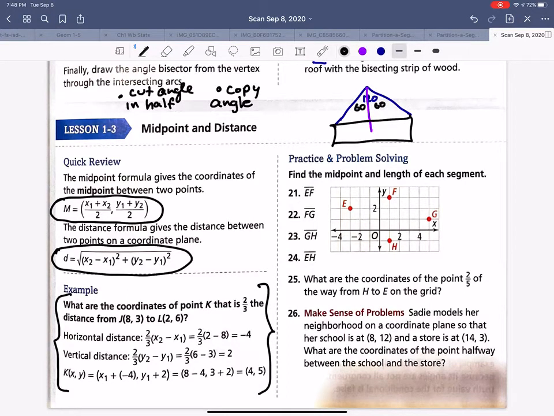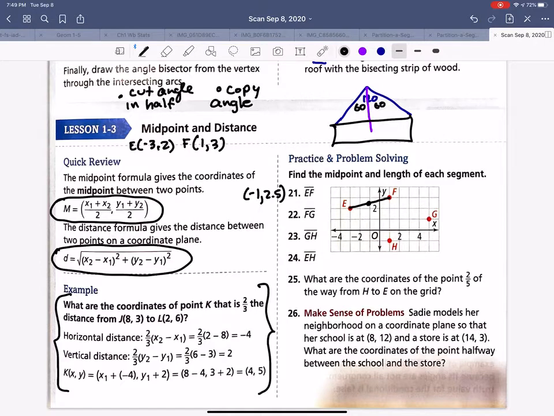It says find the midpoint EF. So you could try to find the midpoint and kind of guess the coordinate there. So if I could just go by guessing, it looks like I went -1, +1, 2.5. Okay, so just by guessing, I get -1, 2.5. Now let's use this formula. E is at -3, +2, and F is at +1, +3.